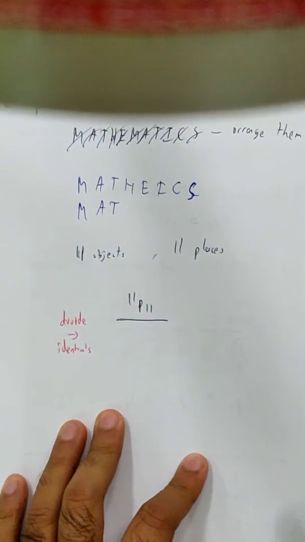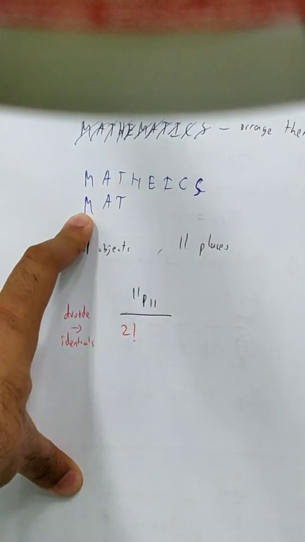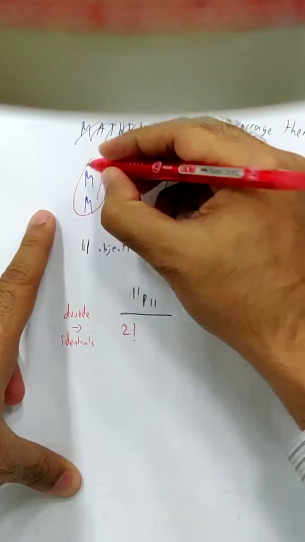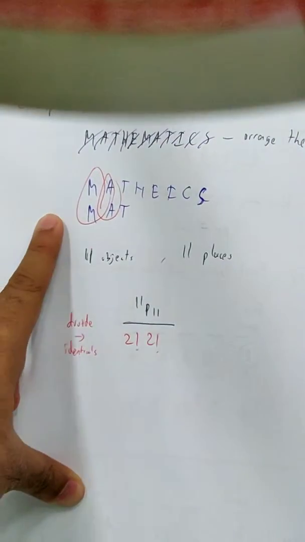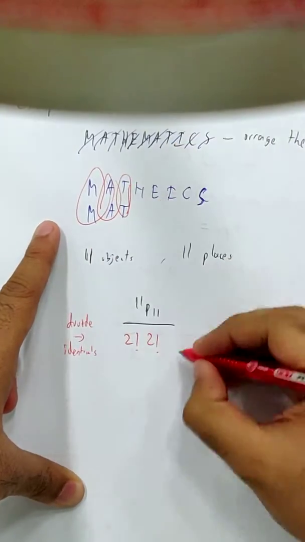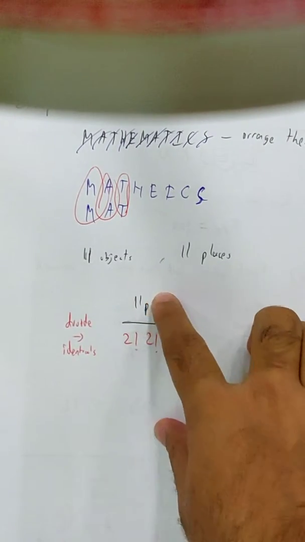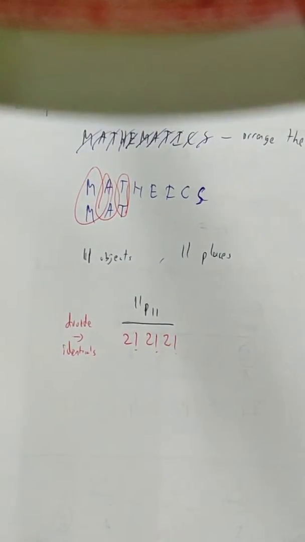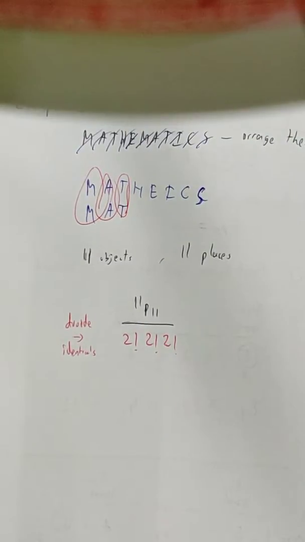How many m do we have? 2. This is the moment you use this: 2 factorial. How many a's do I have? 2. Another 2 factorial. How many t do I have? 2. Another 2 factorial. This is the moment you use your factorial. If you use factorial from the very beginning, 11 factorial over 2 factorial over 2 factorial over 2 factorial, it's still okay, but then again you get confused when things are getting more and more complicated. Alright, normal arrangement use p. When identicals, you use factorials.